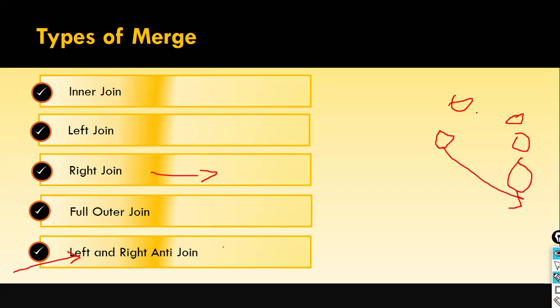They say minus operator. In Oracle, you have minus operators available, using which you can find out the difference. A minus B, store 1 minus store 2. And store 2 minus store 1, when you do that, you get the opposite. Left anti-join is something like A minus B, right anti-join is something like B minus A.